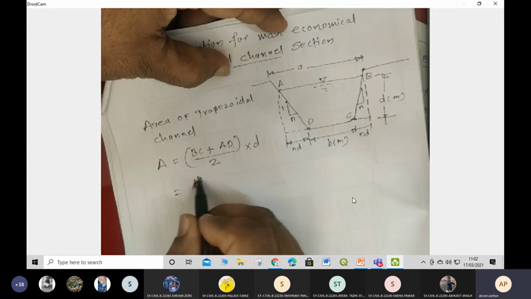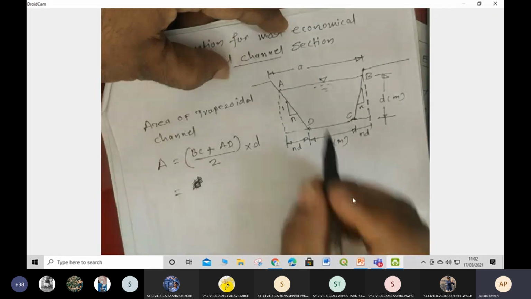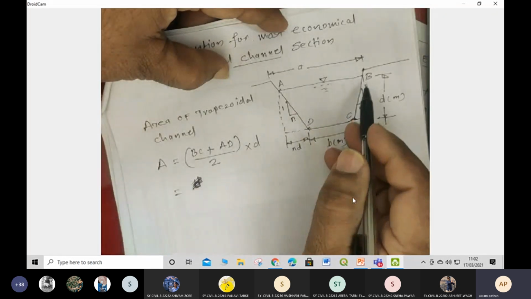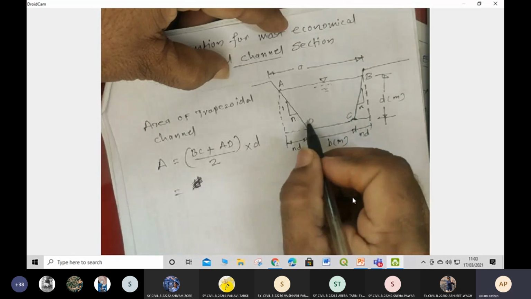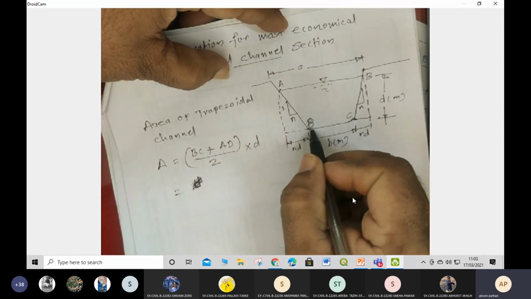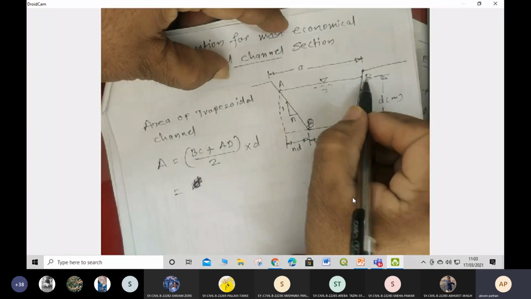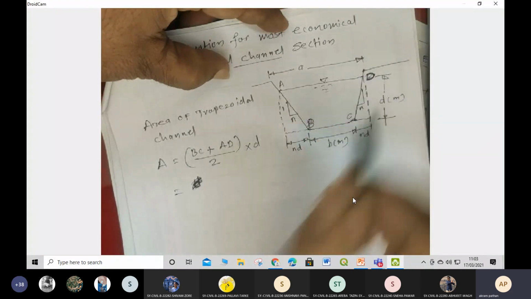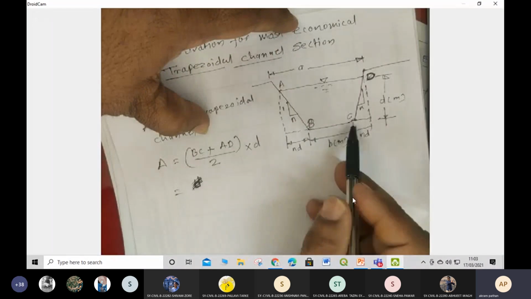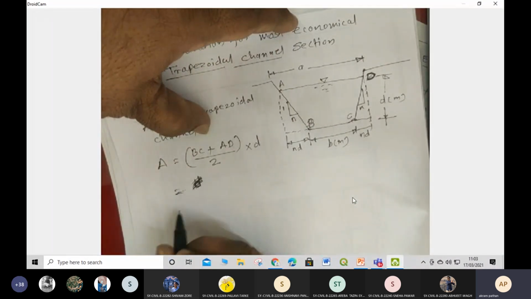So first we need to understand this is not A. This is A, okay? A, B, this is B point. This is B point, this is C point, and this is D point. So this is D point, remember. So BC is small b.